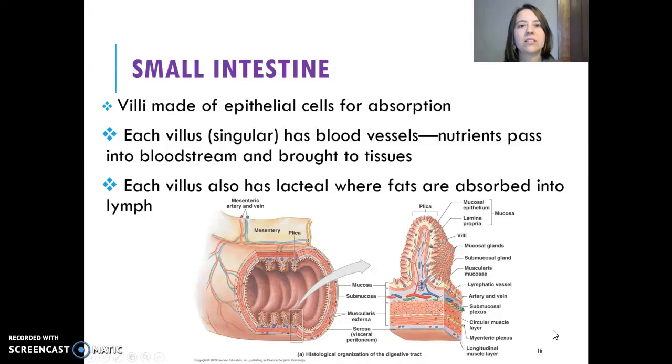So next up is the large intestine, and we are going to pause there, and we'll talk about it in the next video, but that is our last stop before leaving the body.